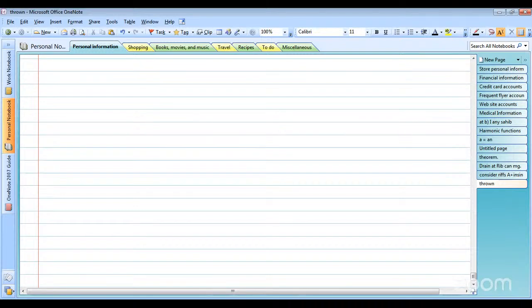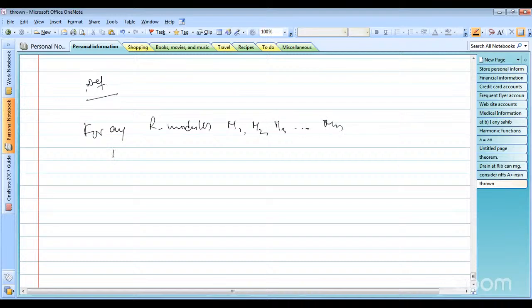Another definition we have to learn here. For any R modules, we are taking here M1, M2, M3, and so on, Mn. Taking the direct product, M1 times M2 times, and so on, Mn, is sometimes called the external direct sum of M1, M2, and Mn. We denote it here as the direct sum over i equals 1 to n of Mi. We are writing here this one.